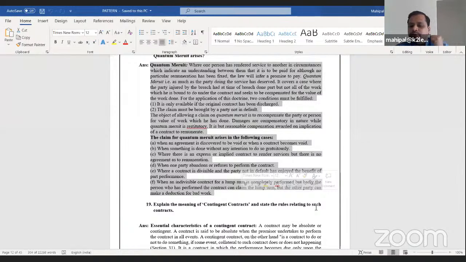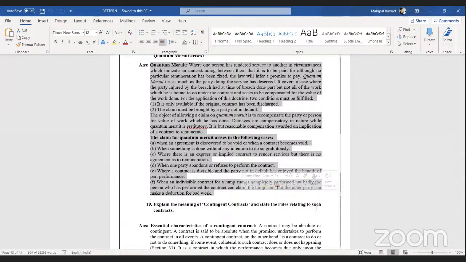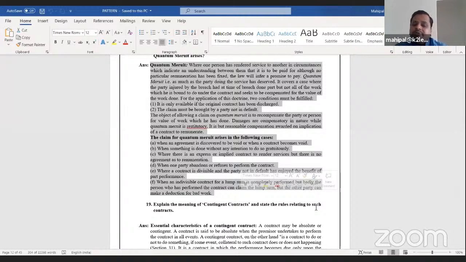When the agreement is discovered to be void, where something is done without any intention to do so gratuitously, where there is an express or implied contract to render services but there is no agreement for the remuneration, when one party abandons or refuses to perform the contract, where a contract is divisible and the party not in default enjoys the benefit of the part performance, where the contract is divisible for a lump sum is completely performed but badly performed. These are the various circumstances under which quantum meruit can be claimed.